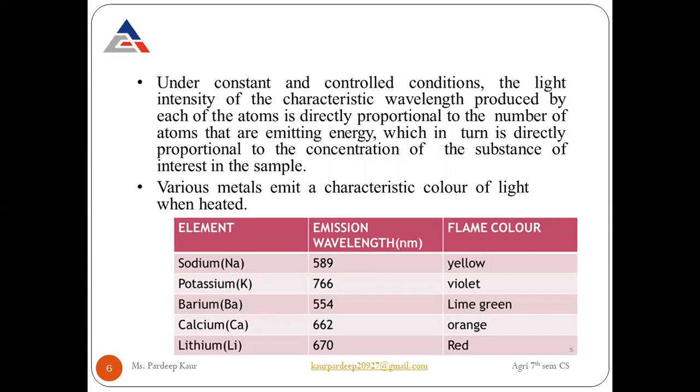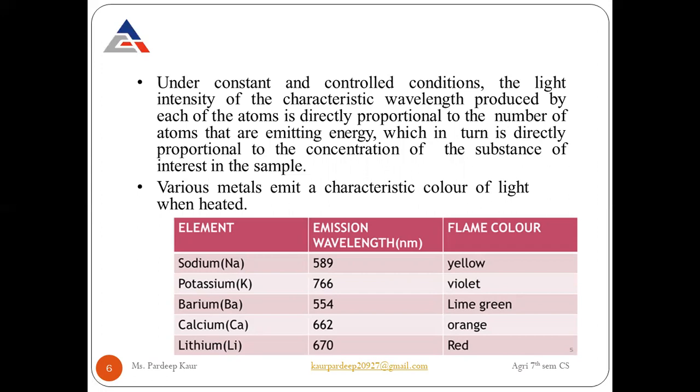Next, under constant and controlled conditions, the light intensity of the characteristic wavelength produced by each atom is directly proportional to the number of atoms that emitted energy, which in turn is directly proportional to the concentration of the substance of interest in the sample. Various atoms emit different colors of light when heated. For example, the first element is sodium. Its emission wavelength is 589 nanometer and its flame color is yellow.